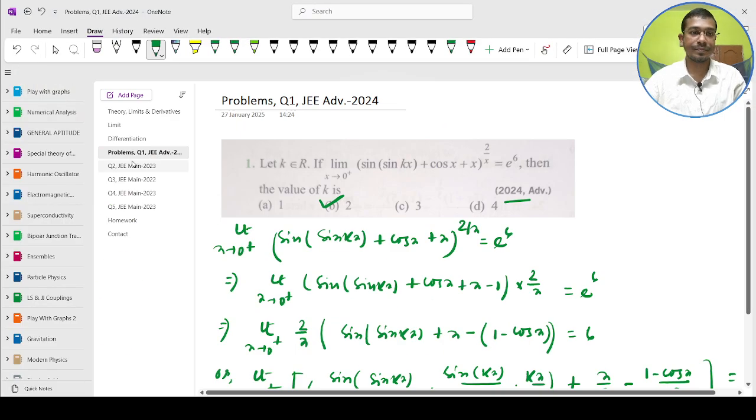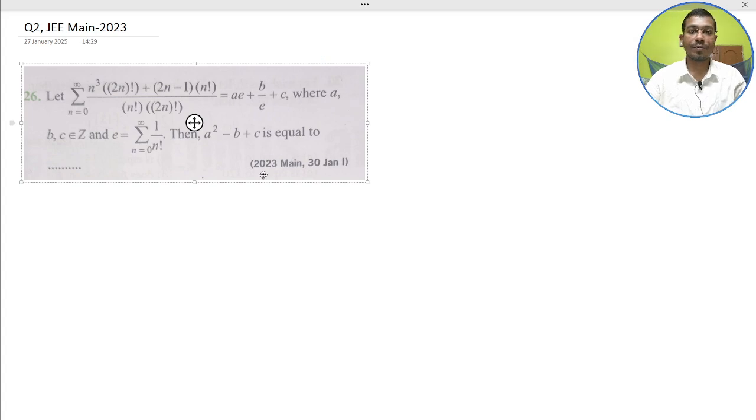Next. Next question from JEE Main 2023. Let the sum n 0 to infinity of (n cube (2n)! plus (2n minus 1) into (n!)) divided by (n! into (2n)!) equal to a plus b by a plus c, where a, b, c belong to Z, set of integers, a equal to sum n 0 to infinity 1 by n factorial. You have to find the value of a square minus b plus c equal to what? This is a NAT type of question, numerical answer type. So you just put the numerical digit in, fill in the blanks.